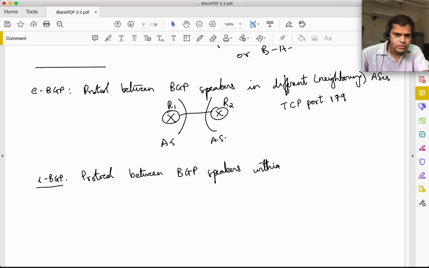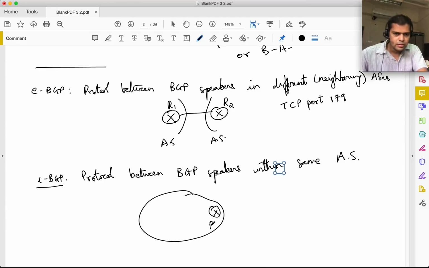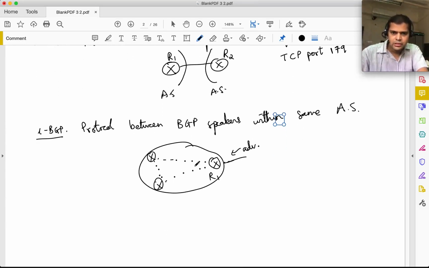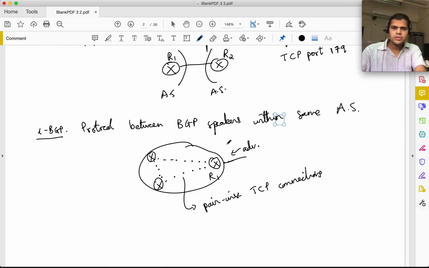So within the same autonomous system. Let's say this is the autonomous system and this is router R1, right? R1 might learn about some advertisement through EBGP, and it has set up TCP sessions with all these other ones. So the most basic method is that you have pairwise TCP connections between all of them. They share whatever information they have learned over IBGP.